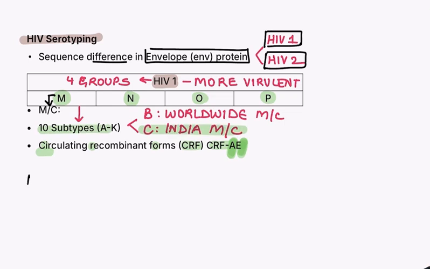So if I just had to ask you the status of India over here, and let's write it down so that we don't forget it, which is the serotype which is going to be most common in India, it is going to be HIV 1.